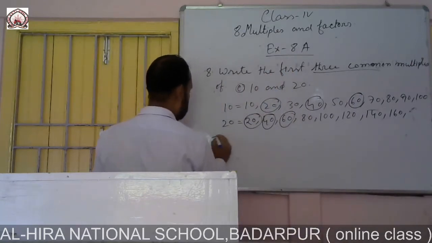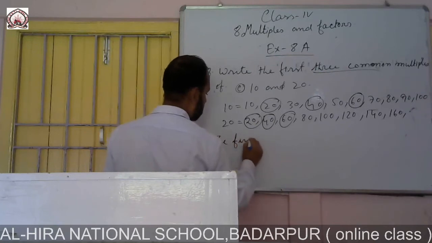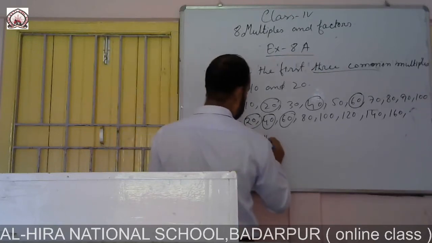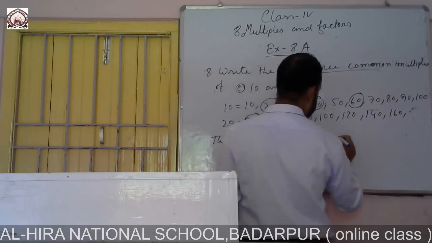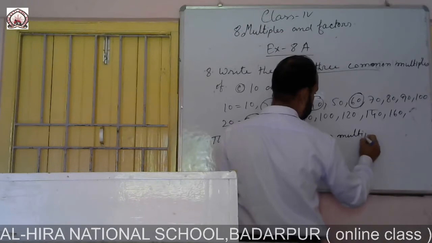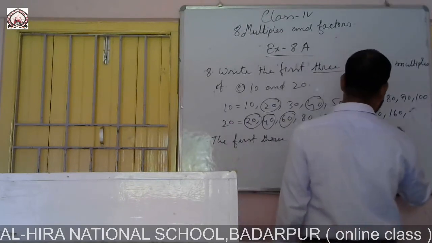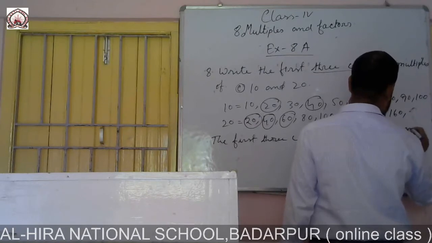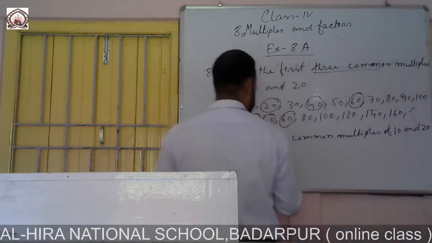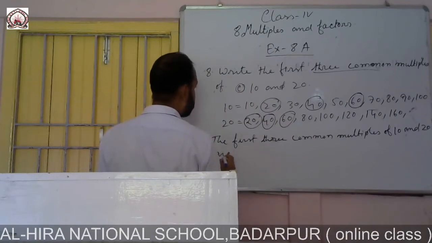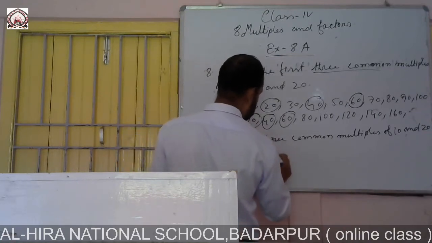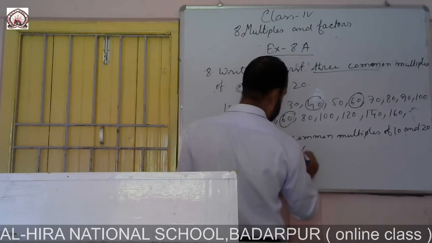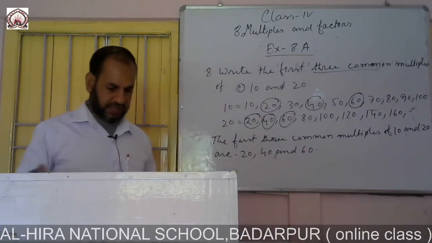So the first 3 common multiples of 10 and 20 are 20, 40 and 60.